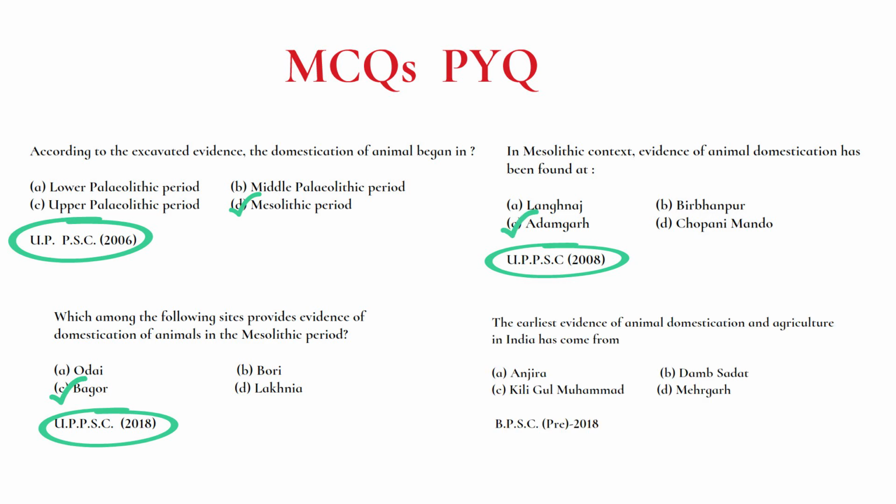Next question, question from Bihar PSC 2018. The earliest evidence of animal domestication and agriculture in India has been found from. Evidence of agriculture in Indian subcontinent has been found from Mehergarh. So answer will be D, Mehergarh.